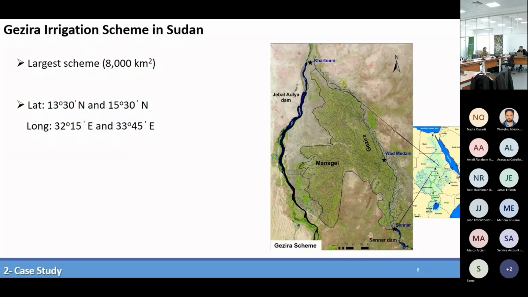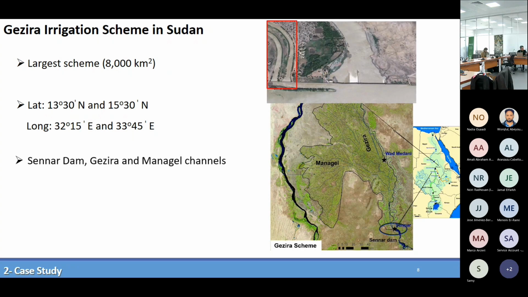We are talking about the Gezira scheme in Sudan. Why did we select this case study? Its area is around 8,000 square kilometers, which is almost the same area as Lebanon, and it is under a single management.